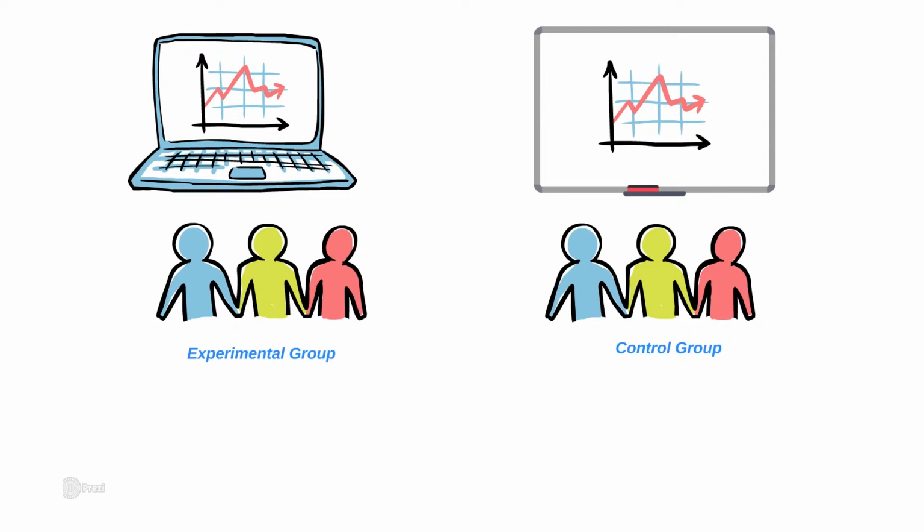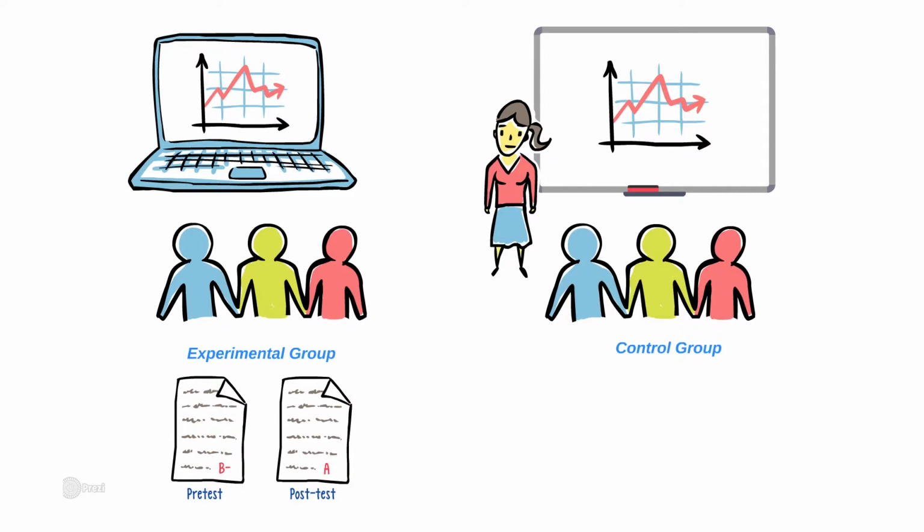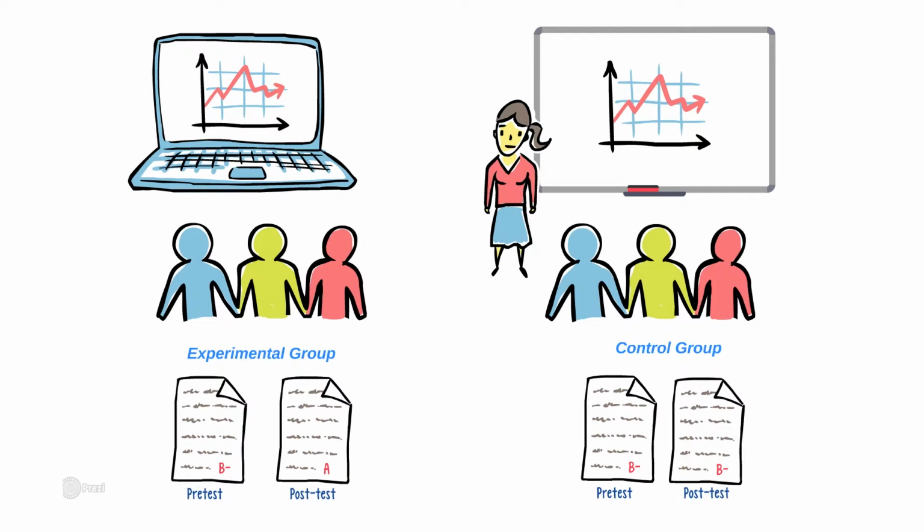The control group consists of subjects who do not receive the treatment or intervention. For example, the subjects are not taught using the computer-aided method, but using the traditional method of chalk and talk. Comparison between the experimental group and control group determines the effectiveness of the computer-aided teaching method.